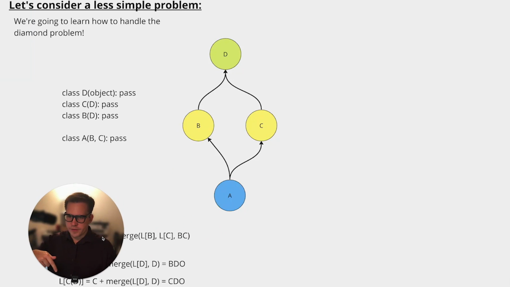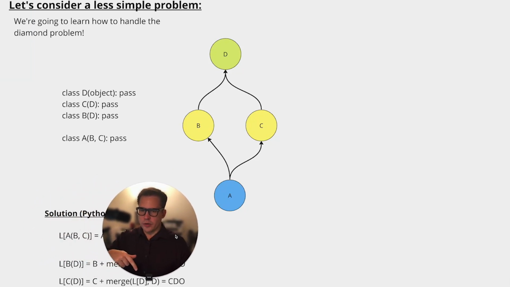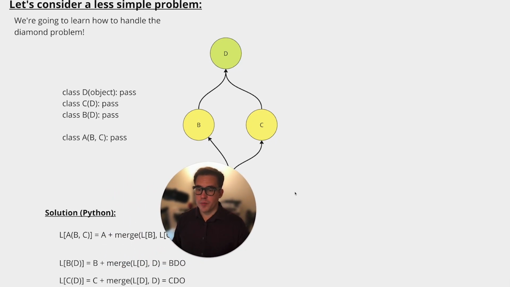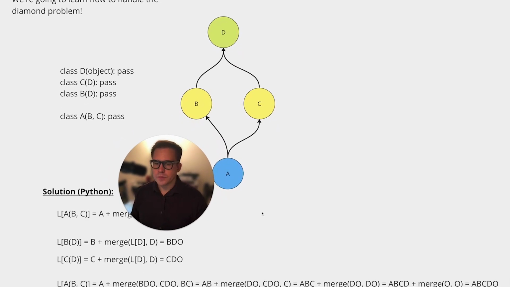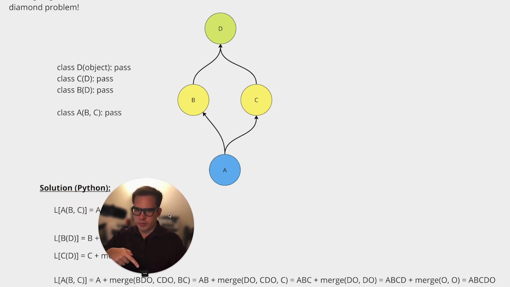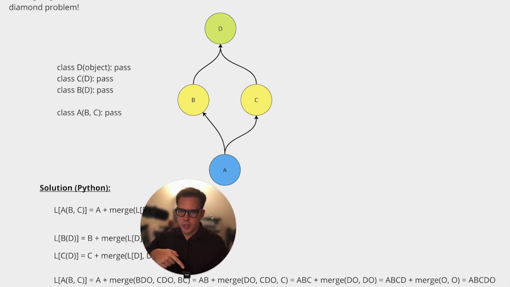So L of C looks very, very similar. It's just C plus, very identical to B. You just merge L of D again. This looks exactly the same, it's just going to be CDO. So there's no surprise there. Now we have L of B, we have L of C. We are good to go because we need them right here. So we're going to insert them up there: A plus merge BDO, CDO, comma BC.